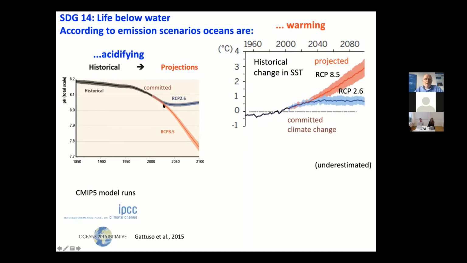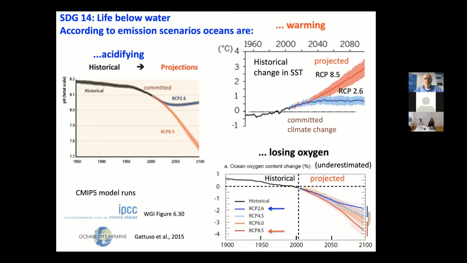And for ocean acidification, that means again deciding between unabated development of acidification and a situation where we can actually stabilize ocean pH at a somewhat lower value.